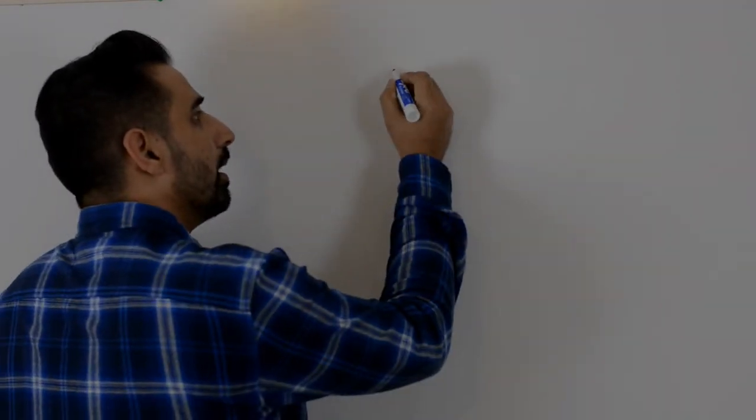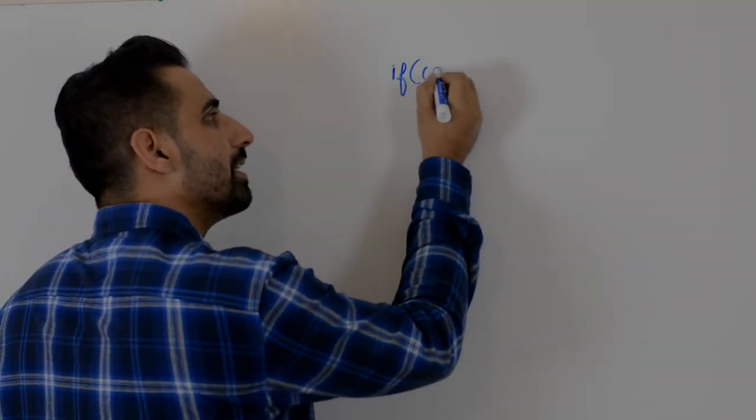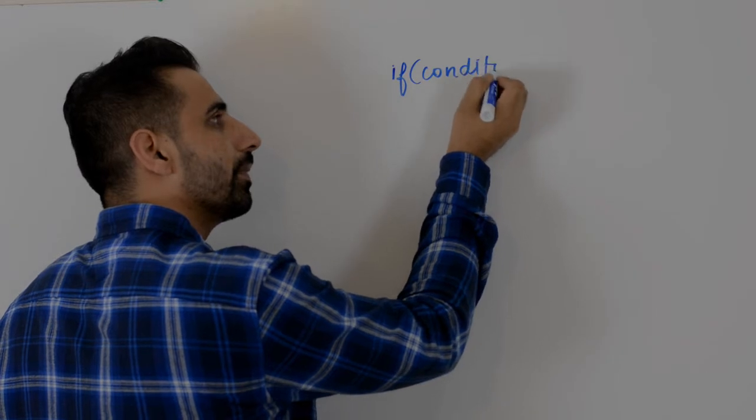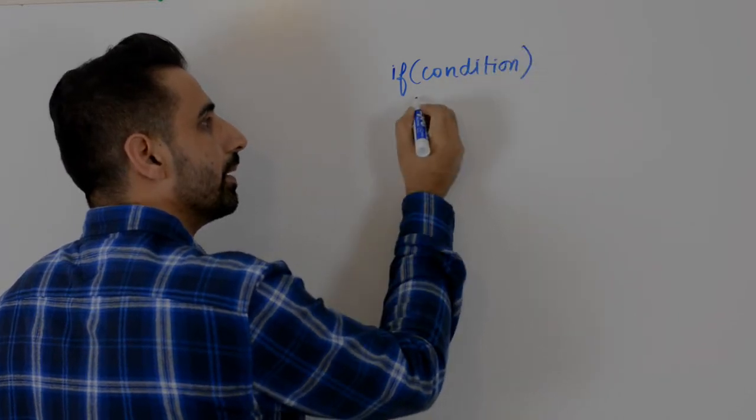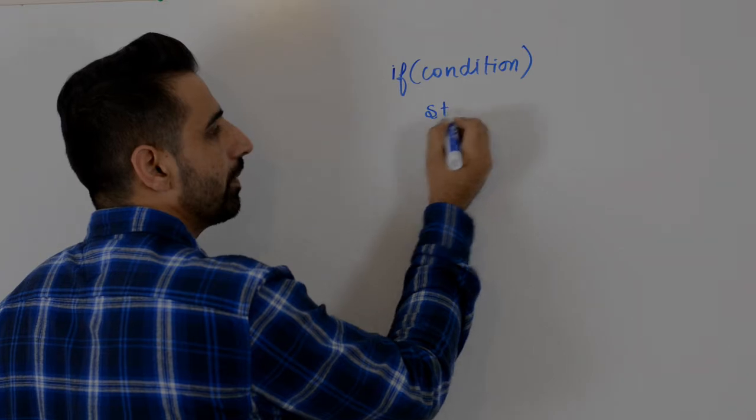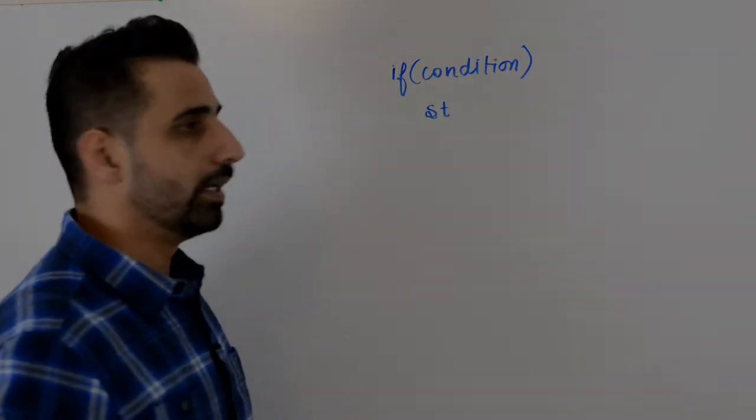There are three types of if. One is if, another one is if else, and third one is if else if ladder. So let's start with if. In if we have a condition, then we have a statement to execute.